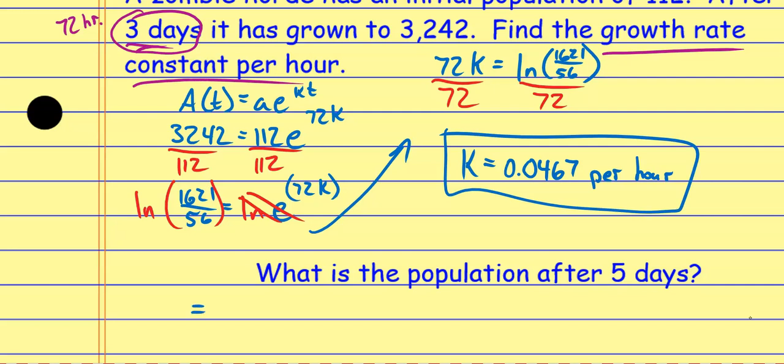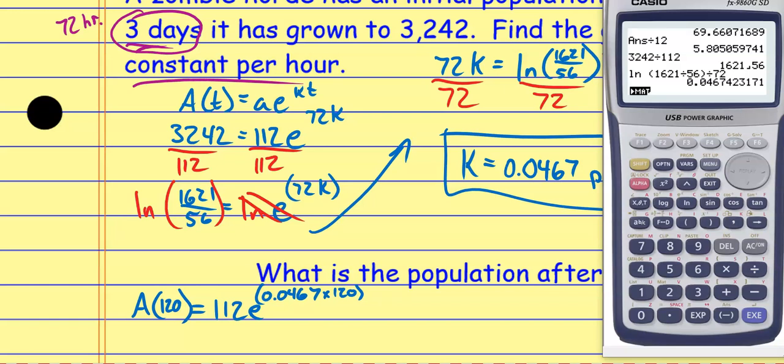And so what I do is I start this equation over. I say the initial population was 112. I've got e. I now have the growth rate constant, which was 0.0467. And now the time that I'm looking at is 5 days. But again, I did this per hour, so 5 days is going to be 120 hours. And now I can use that to find the amount of the population after 5 days, after 120 hours. See, I can use measuring the population to find the growth rate, and then I can use that growth rate to predict future values, okay?